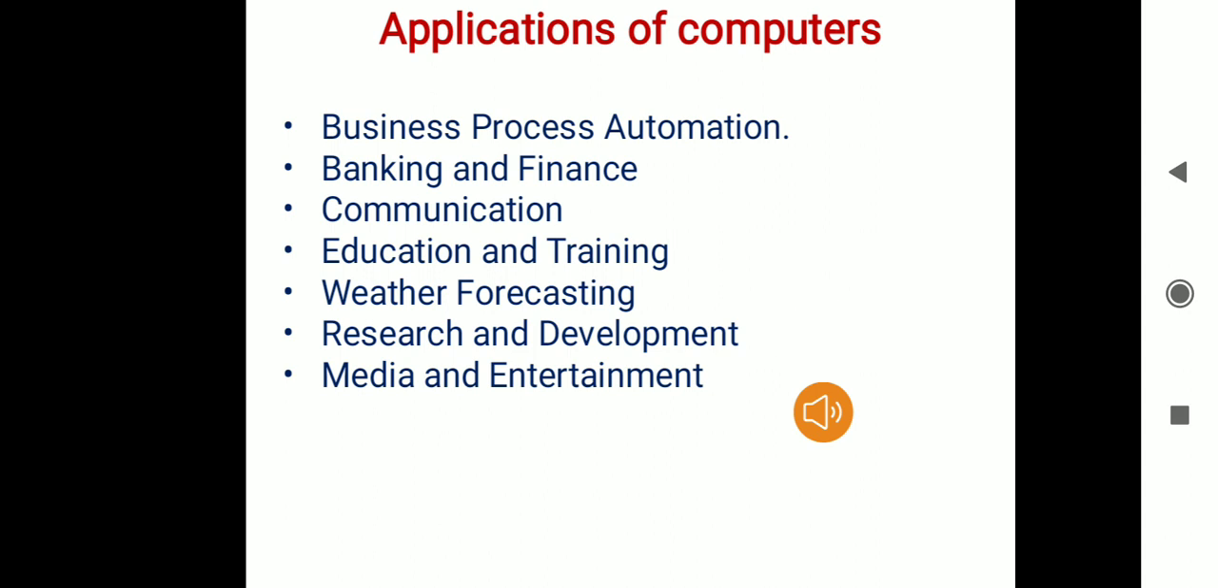There are various applications of computers. The first is in business process automation. Nowadays, companies and business organizations use computers to automate their business processes. Be it a hotel or an air ticket, we can book these tickets online. We can even pay our electricity bills and insurance premiums online.